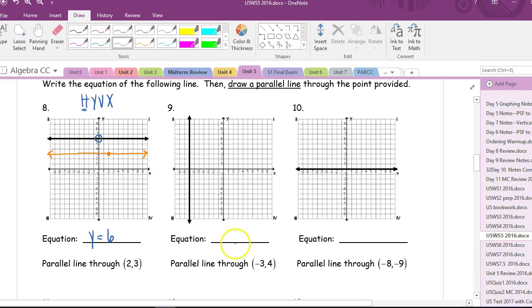All right, so for example, this one, it's vertical, so it's x equals a -7, I believe. And then we're drawing a parallel line through -3, 4. So you'll find that point. And then because this line is vertical, your parallel line needs to be vertical as well. Okay, so that's what you're doing for these.